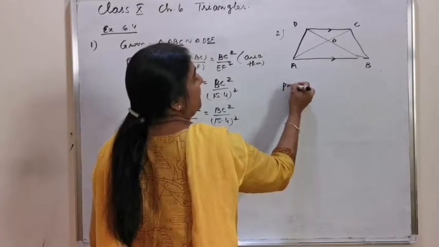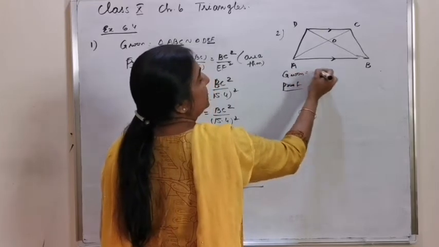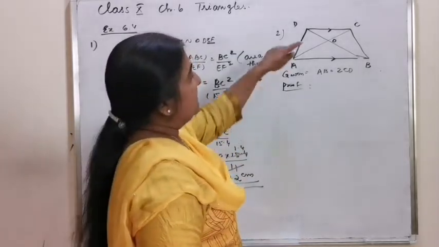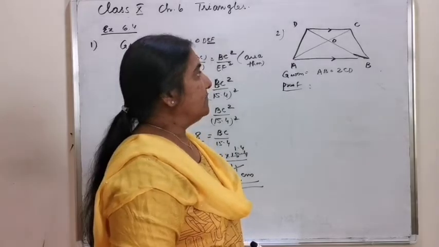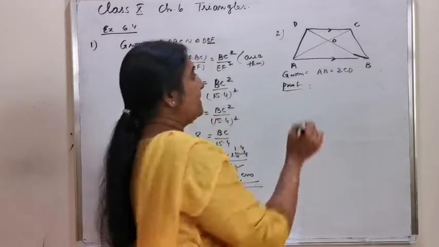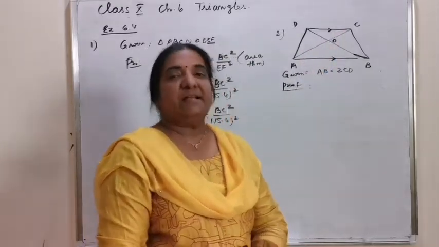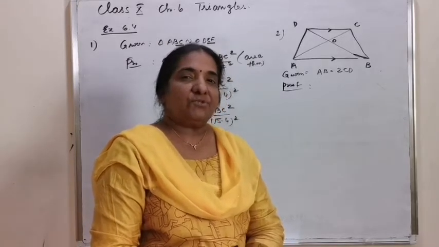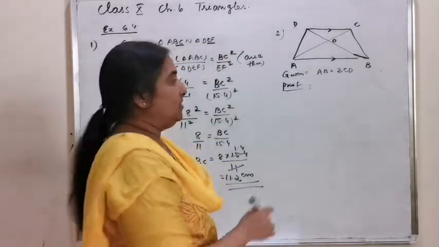The proof: the given condition is AB is equal to twice CD. We have to find the areas of triangles AOB and COD. Now, if you have to apply the area theorem, the triangles should be similar. It is not given that the triangles are similar. So the first step is to prove that triangle AOB is similar to triangle COD.